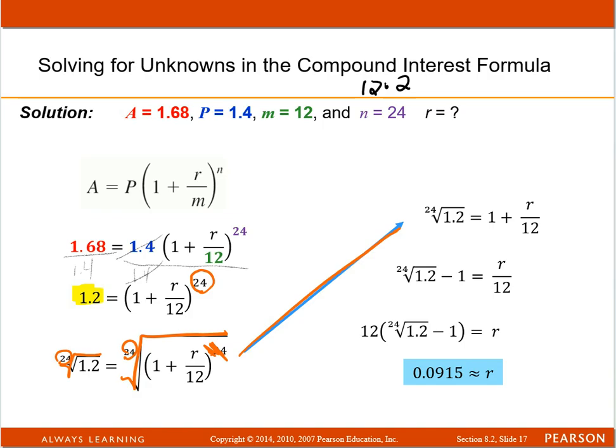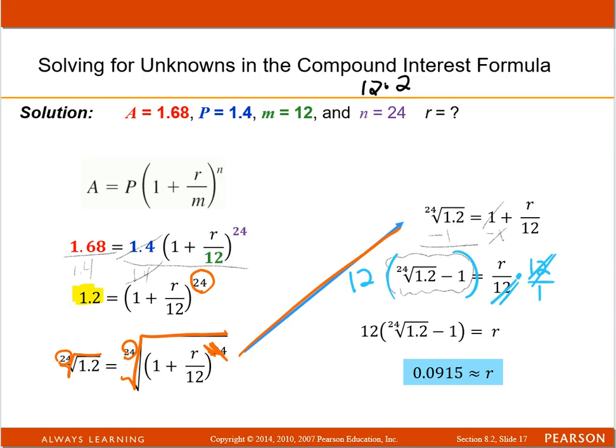So when you get up here, the right side no longer has that 24th power. You're trying to solve for R. So the next thing they're going to do is subtract the 1, because that'll cancel out, but you have to subtract 1 on the other side. You actually can't subtract the 1 until after you have taken the 24th root. It's an order of operations thing. And then the last thing they're going to do to get R by itself is multiply by 12, because it'll cancel out. Then you have to take the other side and multiply it by 12.